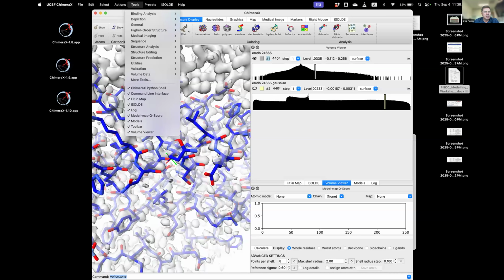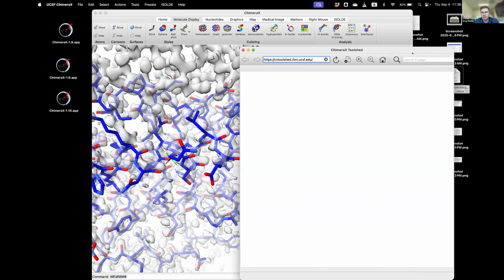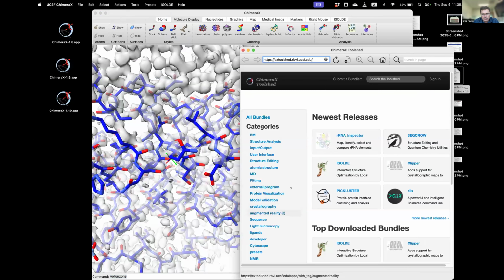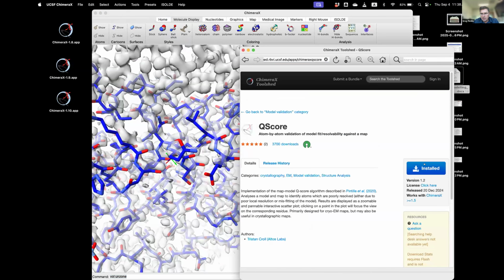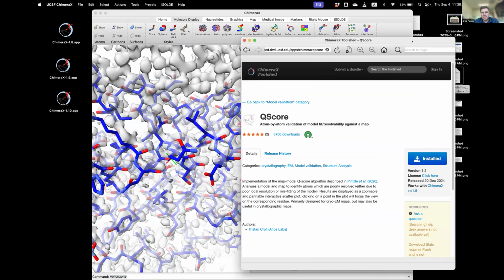If you go to tools, you most likely won't have it initially. So you would go to more tools, and then you can either search for Q-score, or there is, I remember, a model validation section. So you can go here, and in my case it's already installed. And I should mention this is not my creation. This is done by Tristan Kroll, who also did Isolde.